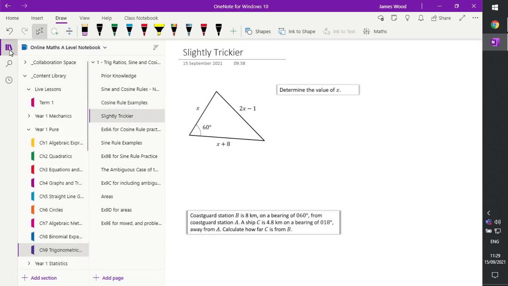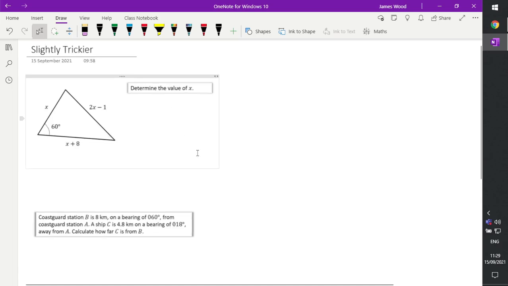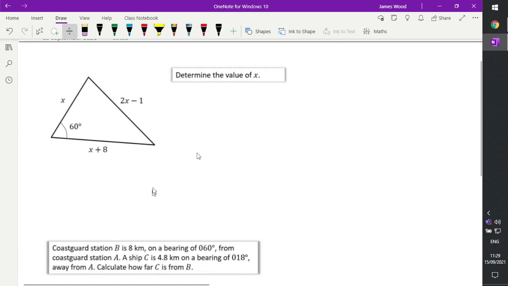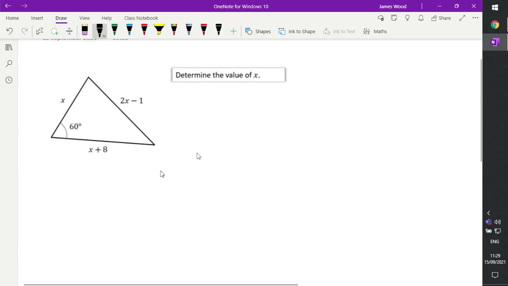Let's have a look at some slightly more interesting problems. So here we've got a more algebraic problem to look at. So determine the value of x. Well, we've still got 3 sides and 1 angle involved. So it's still going to be the cosine rule. So let's just write down the cosine rule.